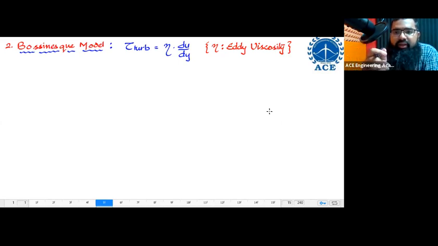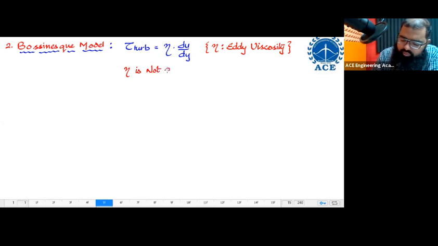Imagine if you are having laminar flow, eddy viscosity will be zero. If you are having turbulent flow, eddy viscosity will develop. If the intensity of turbulence is increasing, then eddy viscosity will increase also. So please remember this thing. Eta is not a property of fluid.